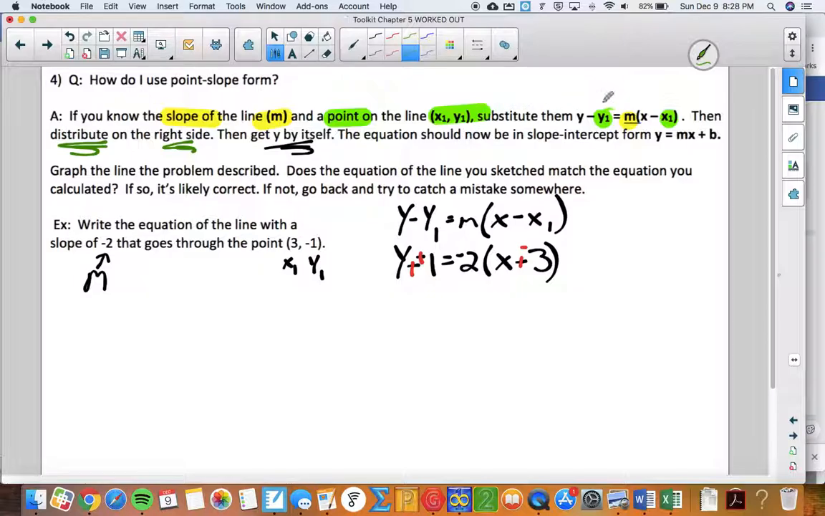So once you substitute, distribute on the right side, right here. So this -2 is getting multiplied with the x, and the -2 is getting multiplied with the -3. So we get -2x. I'm going to drop the plus sign down, the operation right there. And then I get -2 times -3 is +6. On the left side, we have y plus 1.